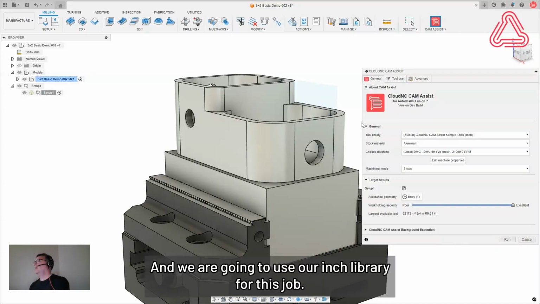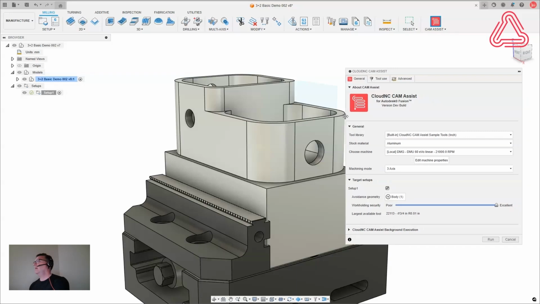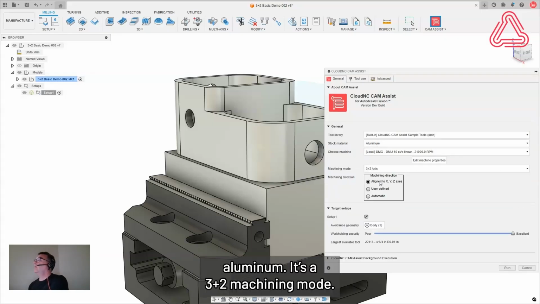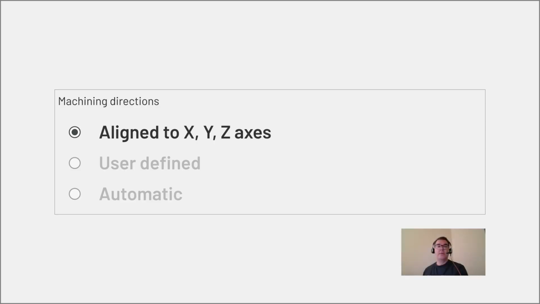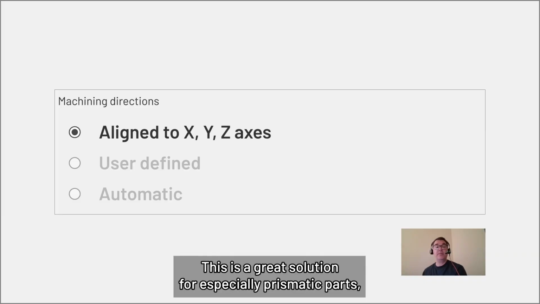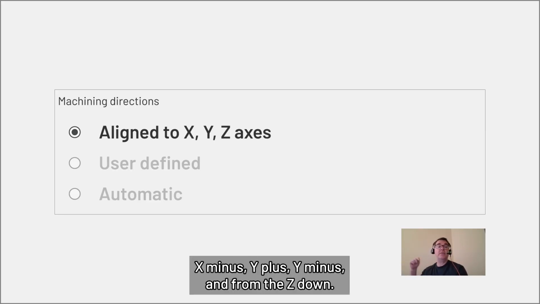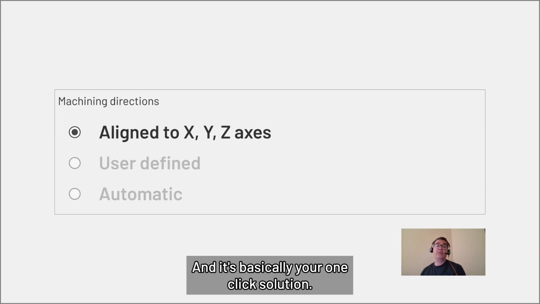And we are going to use our inch library for this job. Just trying to make that a little bit bigger. And I'm going to do this in aluminum as a 3+2 machining mode. So for the machining modes, the first option is to use XYZ, the XYZ axes. This is a great solution for especially prismatic parts because it's going to automatically create directions from X plus, X minus, Y plus, Y minus, and from the Z down. So it's a great solution for cuboid parts, and it's basically your one-click solution.